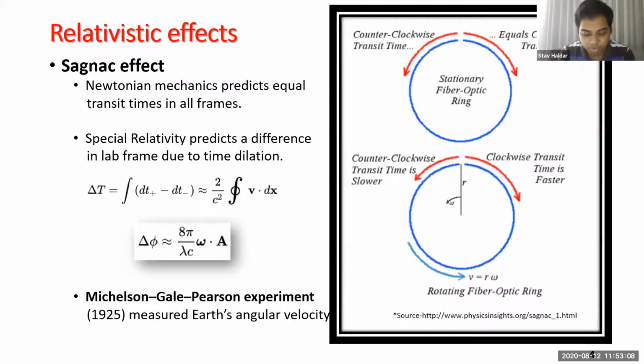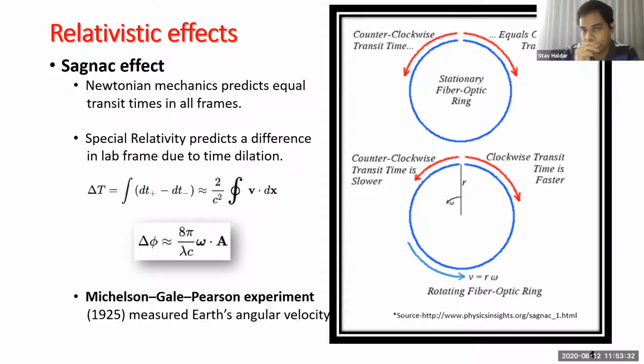Let me first begin by introducing some of the effects that I will be discussing. In this work, we try to measure these effects. The first relativistic effect is a kinematical effect in the sense that it doesn't depend on the presence of any gravitational source. It's just because of the motion of the interferometer.